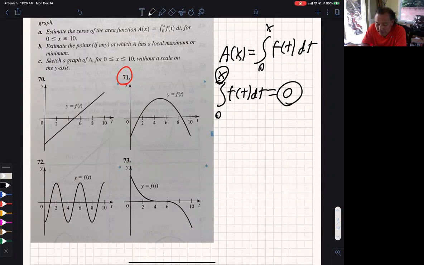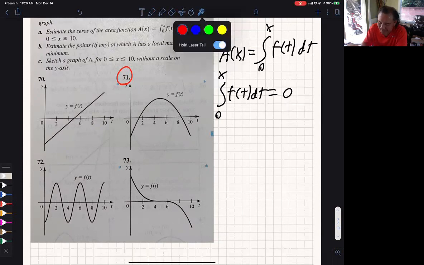Well, the first obvious one is 0. Why did I circle that? I didn't want to do that. Okay. Whoa. Okay, try it again.